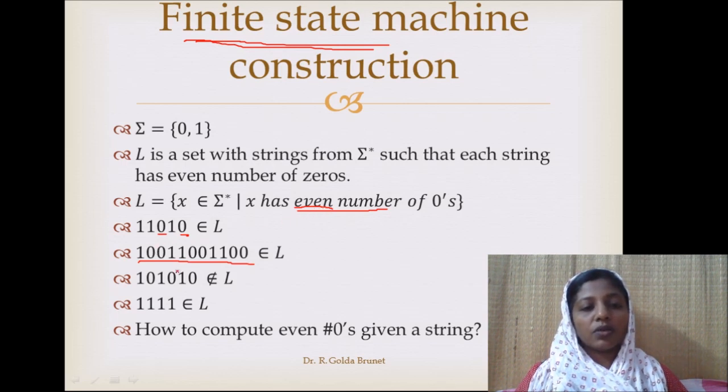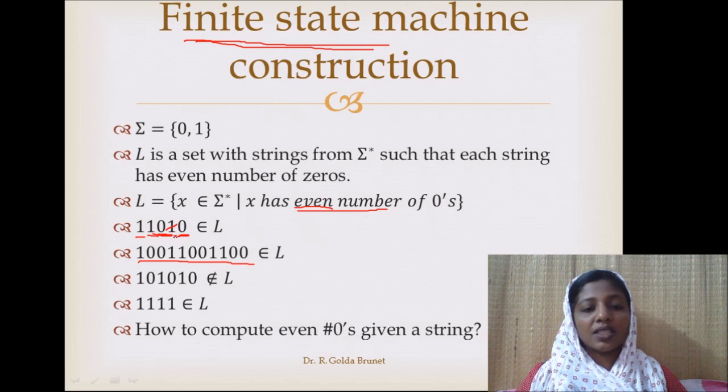So instead of counting, I can say when I see this one, I know that I haven't seen any zeros, and here also I haven't seen any zeros. And as soon as I see a zero, I know that I have seen one zero. That means that it is an odd number of zeros. Then I can keep in my mind that I have seen an odd number of zeros so far in the input. And then when I see the next one, I am not bothered about this one, because we don't have anything to do with ones. So I can simply skip this.